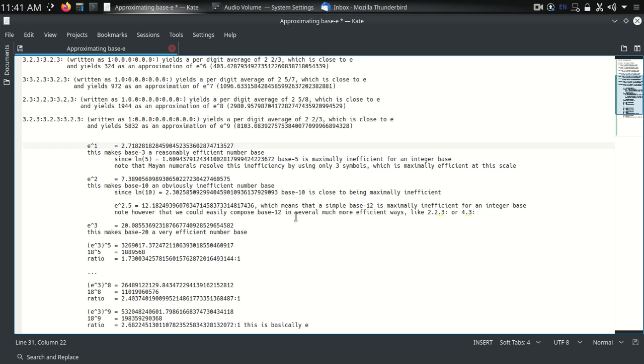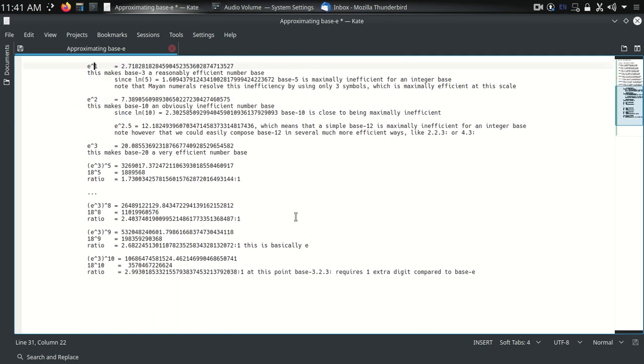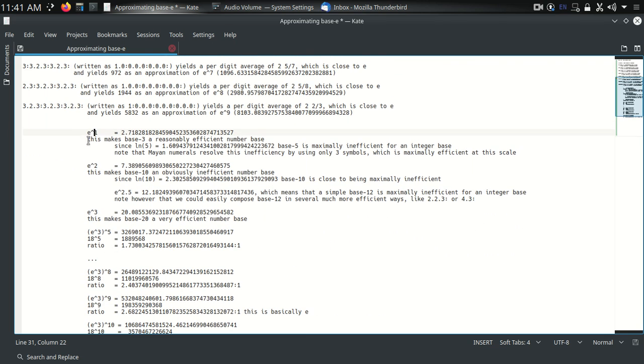So then looking at it a little bit more, predictively, right? So e to the first is 2.7182818284590452. That makes base 3 a reasonably efficient number base. As far as integers go, it's the closest you're going to get to e. It's beautiful, right? But now note that since the ln of 5 is 1.61 whatever, base 5 is maximally inefficient for an integer base at this scale.